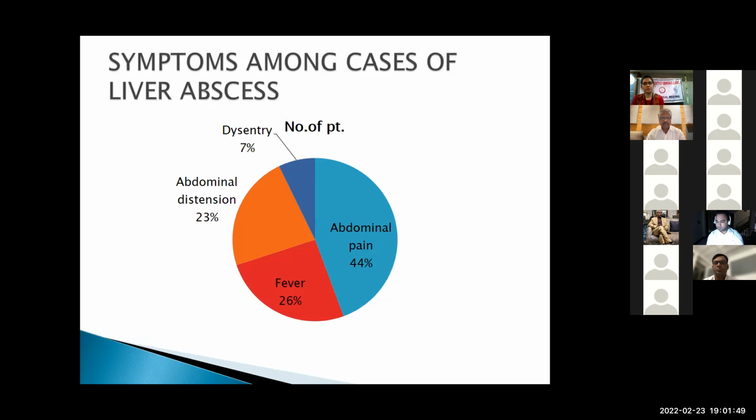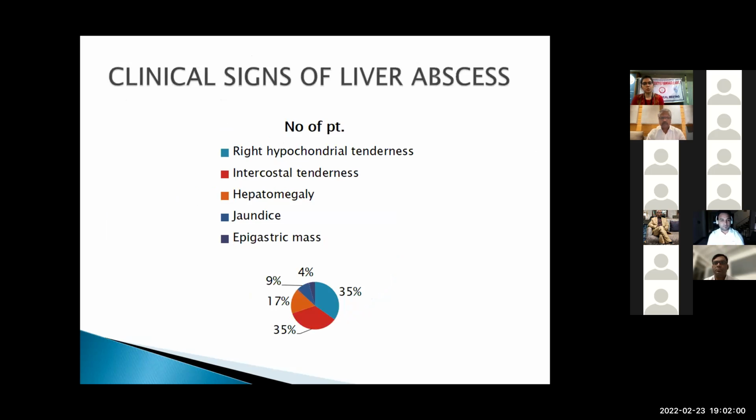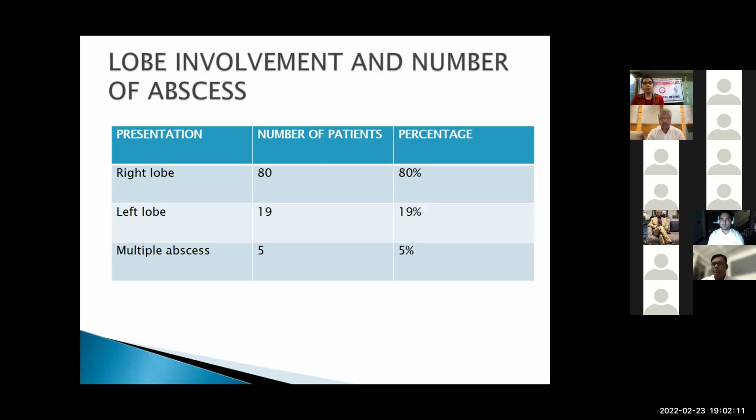Symptoms in the cases of liver abscess: the most common symptom was abdominal pain, which was 44%, followed by fever, which was 26%, abdominal distension 23%, and dysentery 7%. Coming to the clinical signs, the most common clinical sign was right hypochondrial and intercostal tenderness in 35%, followed by hepatomegaly 17%, jaundice 9%, and 4% epigastric mass. Lobe involvement in liver abscess: the most commonly involved lobe was the right lobe of the liver, which was 80%, followed by the left lobe, which was 19%, and the incidence of multiple abscesses was 5%.